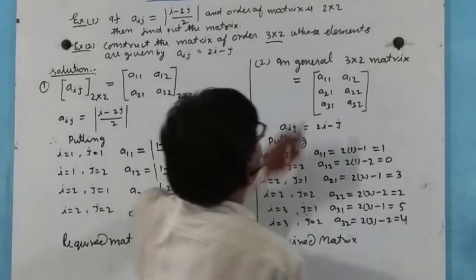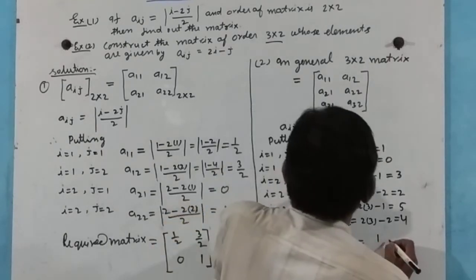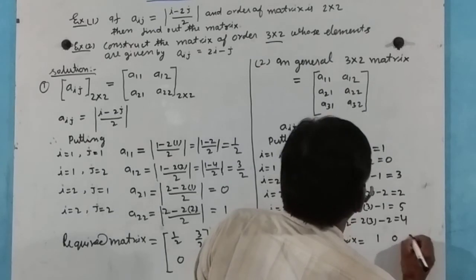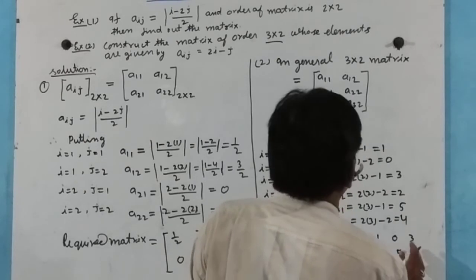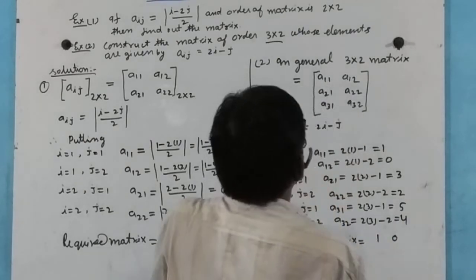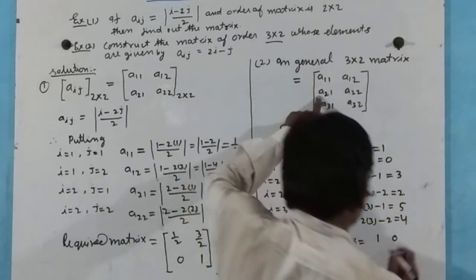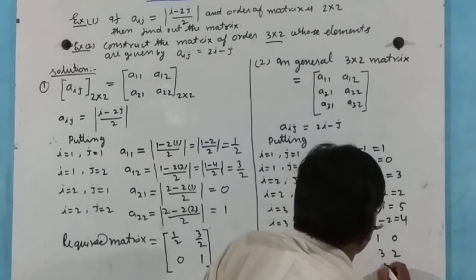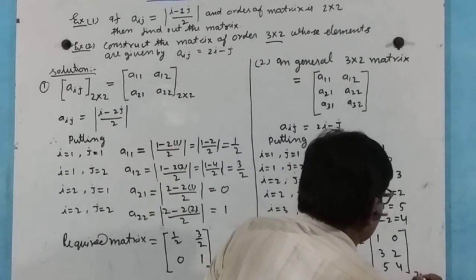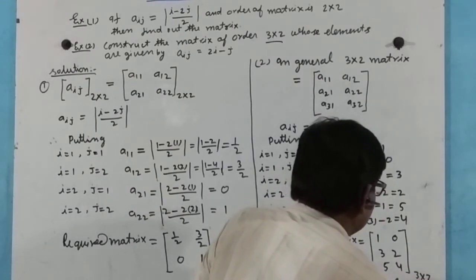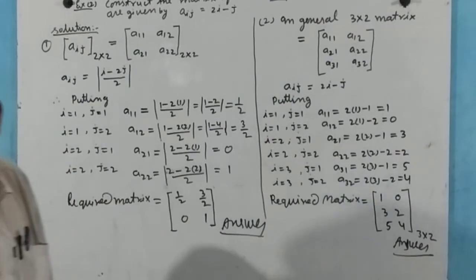Required matrix will be A11 is 1, A12 is 0, A21 is 3, A22 is 2, A31 is 5 and A32 is 4. This is a 3 cross 2 matrix and this is our required matrix: 1 0, 3 2 and 5 4.